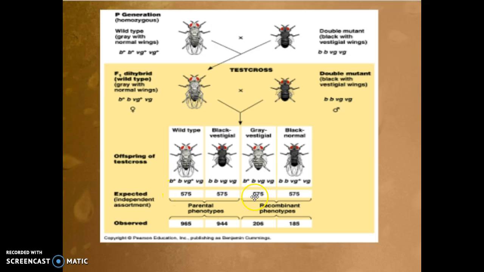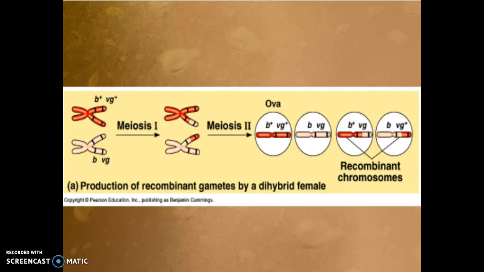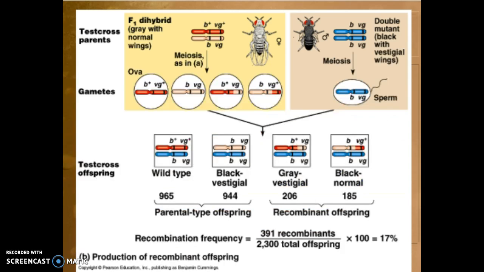If it was a 1-to-1-to-1, we would expect all of the phenotypes to have 575. We don't see that. We see 9-to-3-to-1. And then you throw in recombination with crossing over, and this stuff gets really interesting and really difficult to predict.